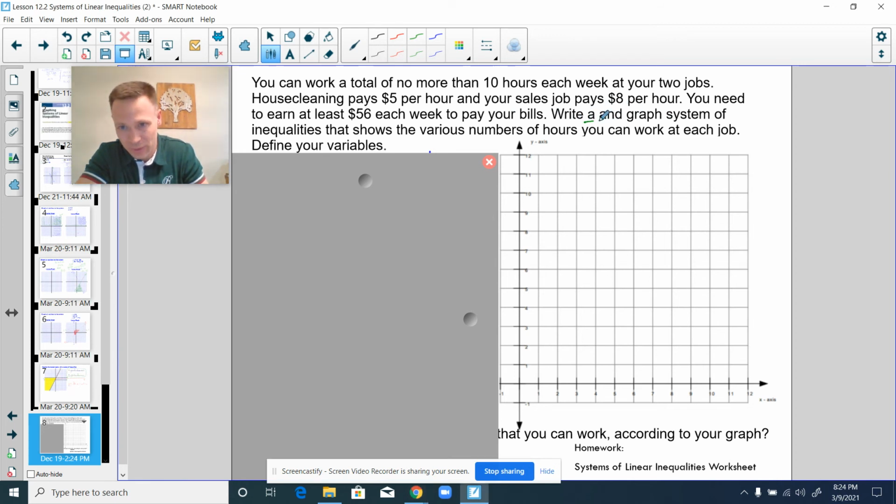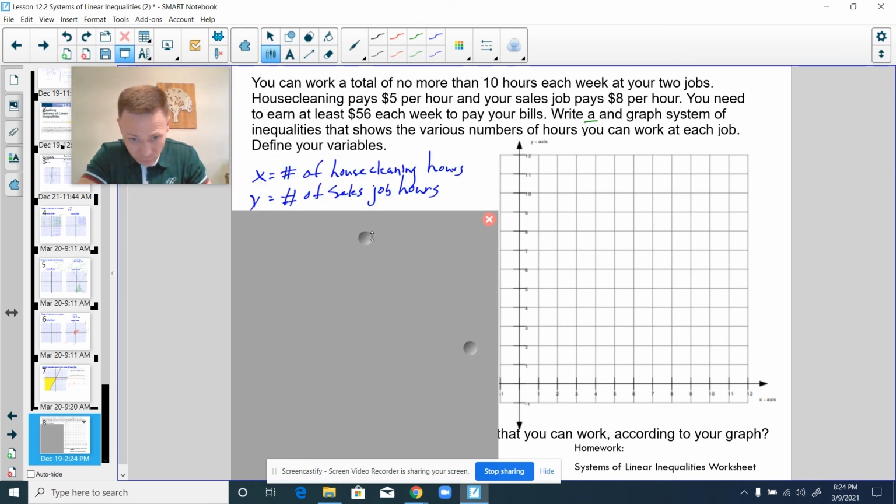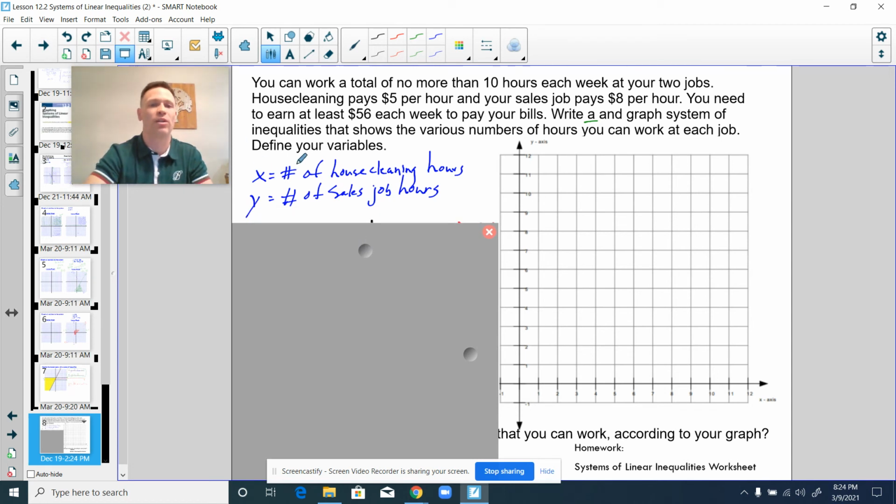Write and graph a system of inequalities that shows the various numbers of hours you can work at each job to satisfy what you're trying to do here. There's a typo in the problem. Less than 10 hours, earn over 56 bucks per week. Okay. So here's what I did. I said that X was going to be the number of house cleaning hours, which means right away I'm going to label this. I'm going to call it HC hours, house cleaning hours.